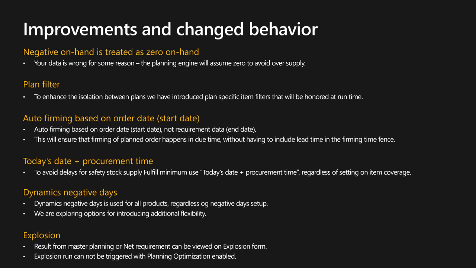The next thing is actually a new feature, the plan filter. To isolate between plans, we have introduced a plan-specific filter that will be honored at runtime. This means that with planning optimization, you have 2 ways to apply a filter. You can apply it directly to a plan that is saved and used every time. And on top of that, you can have your normal runtime filter, which is what you used to have prior to this.